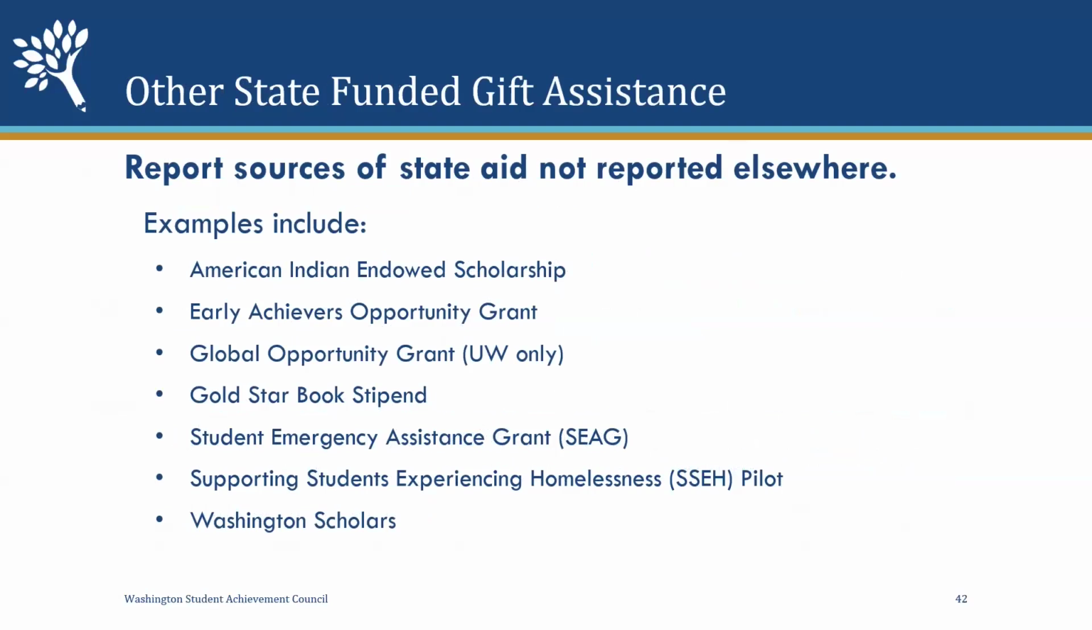There are other state-funded gift assistance programs, and those are things like American Indian, Early Achievers, Gold Star Book Stipend, Washington Scholars, programs of that nature. They will need to be reported as other state-funded gift assistance if you have those programs.